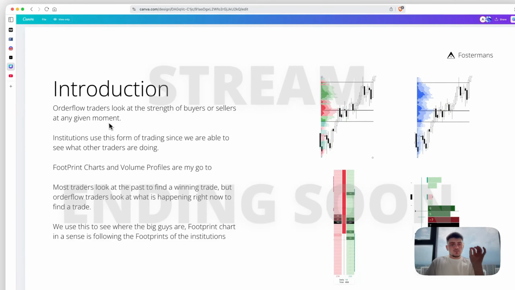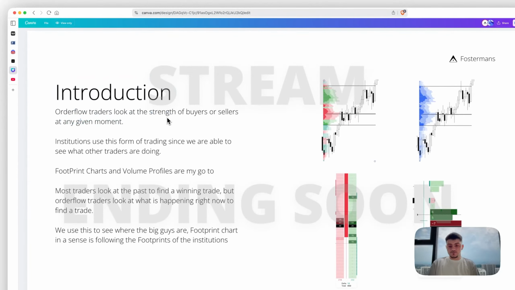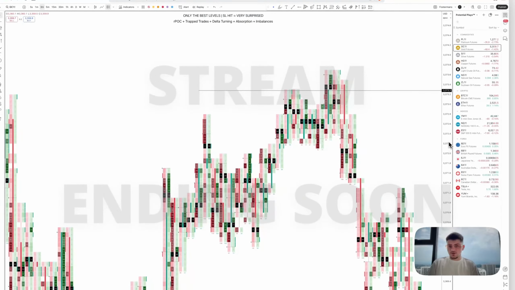So, introduction. Order flow traders look at the strength of buyers or sellers at any given moment. What does this mean? Well, I'll take you over to the chart, and I'll show you. So I actually got this level already set.